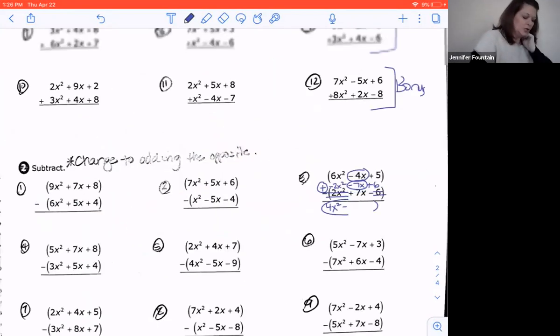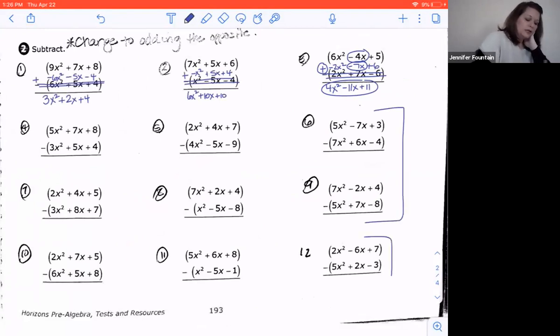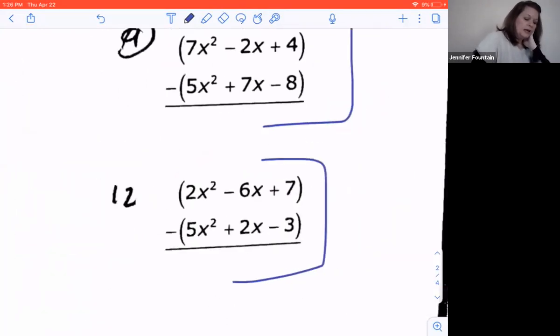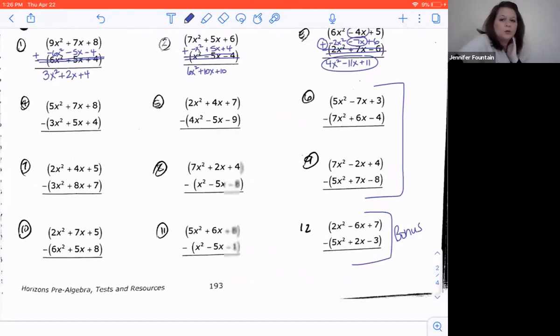All right, so let's take a look at our subtraction. So again, we'll make the middle 2 rows your homework. And our last, we will make bonus. So on subtraction, you'll do the middle 2 rows. Remember to change to adding the opposite. And then our last row will be bonus.